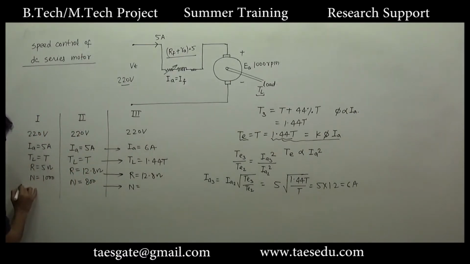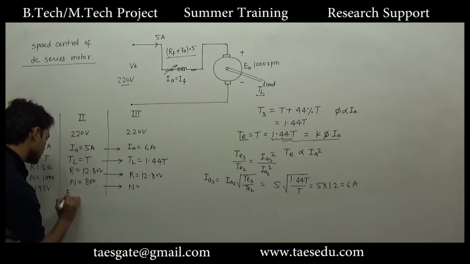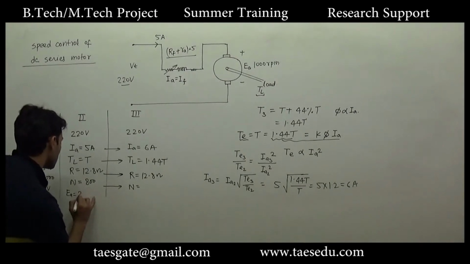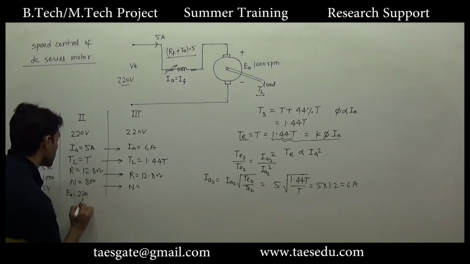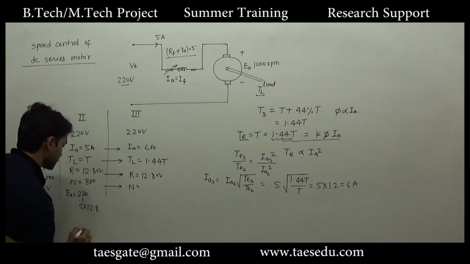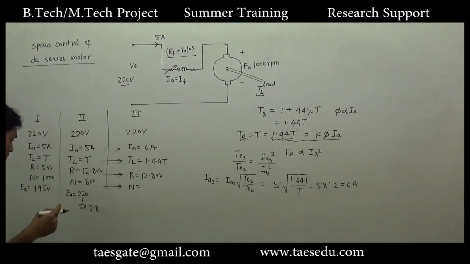There is one more quantity, armature voltage. What is armature voltage in this case? 195 volt. What is armature voltage here? 220 minus IA into R. 220 minus IA is 5 into 12.8. This will be 64. 220 minus 64 is 156.